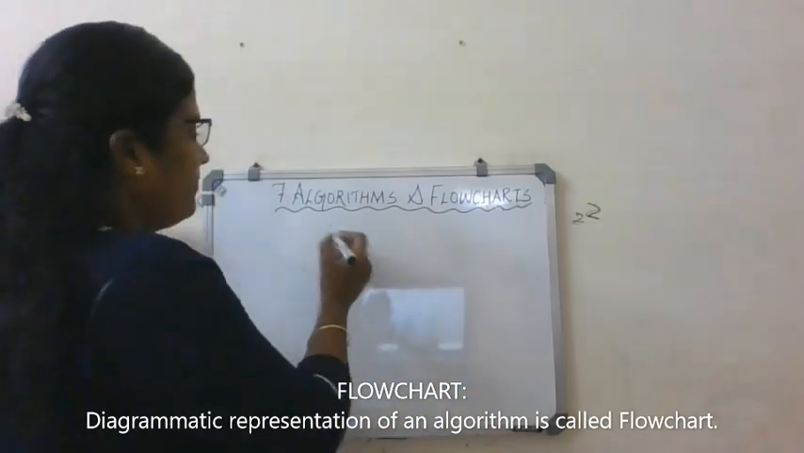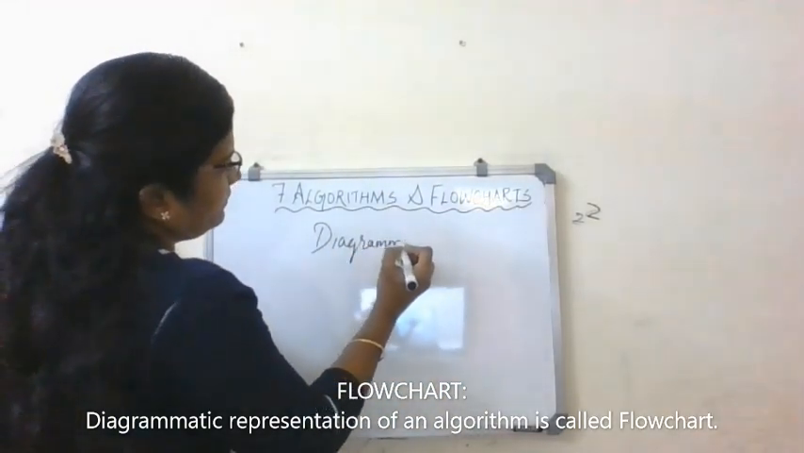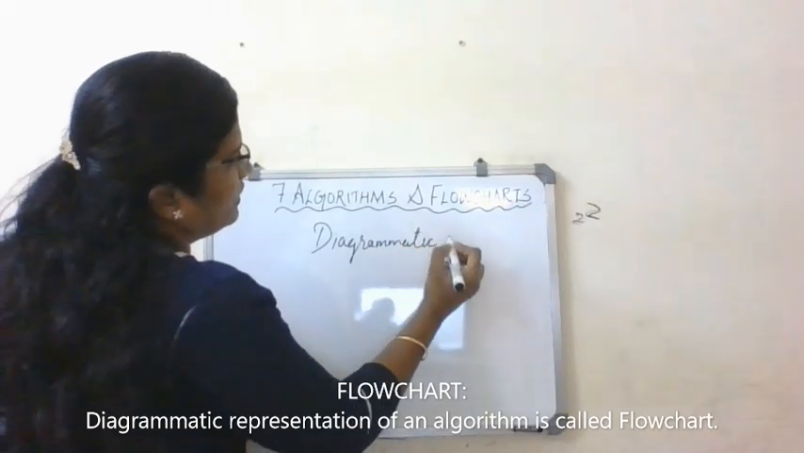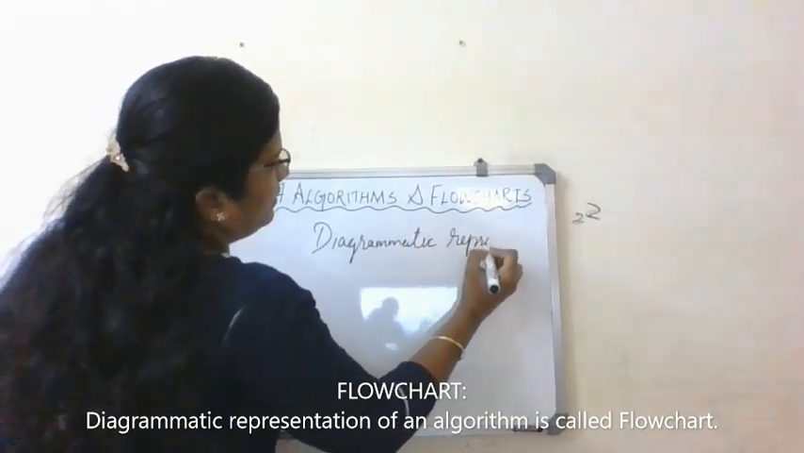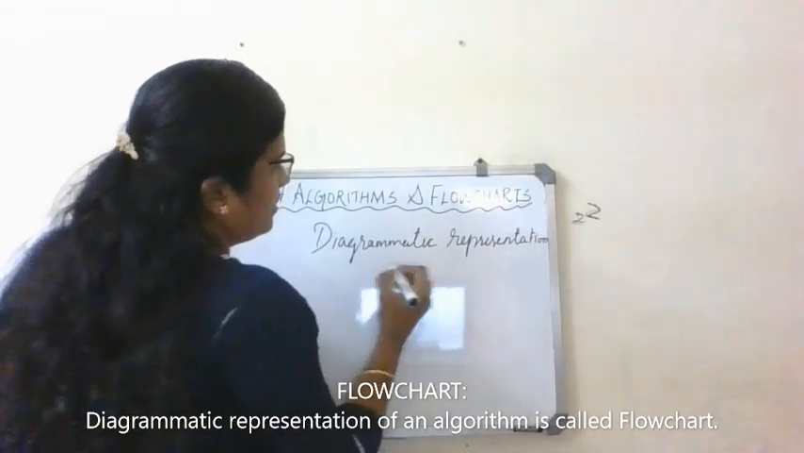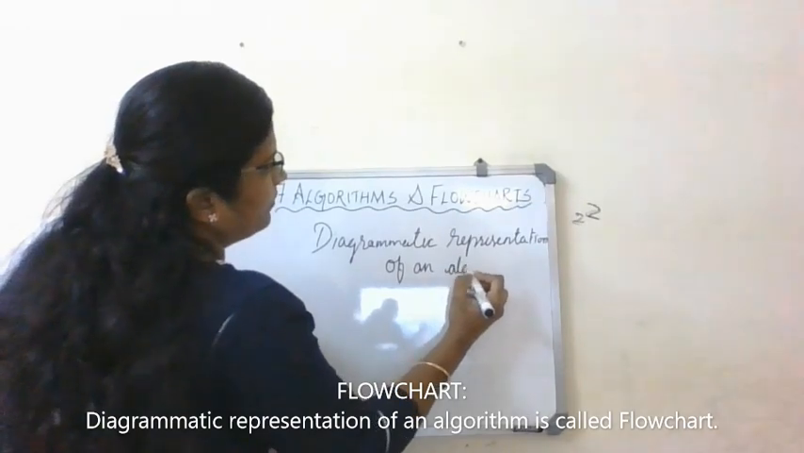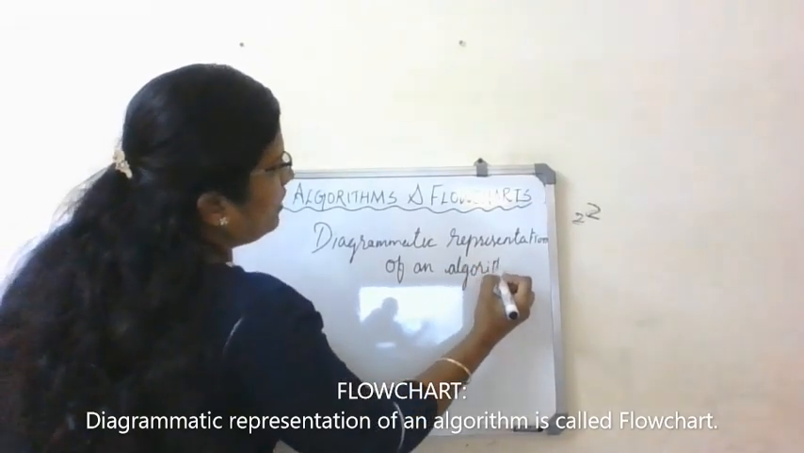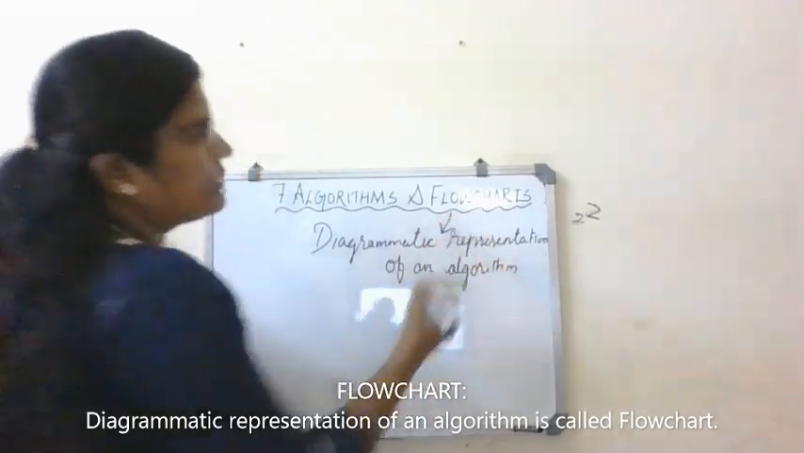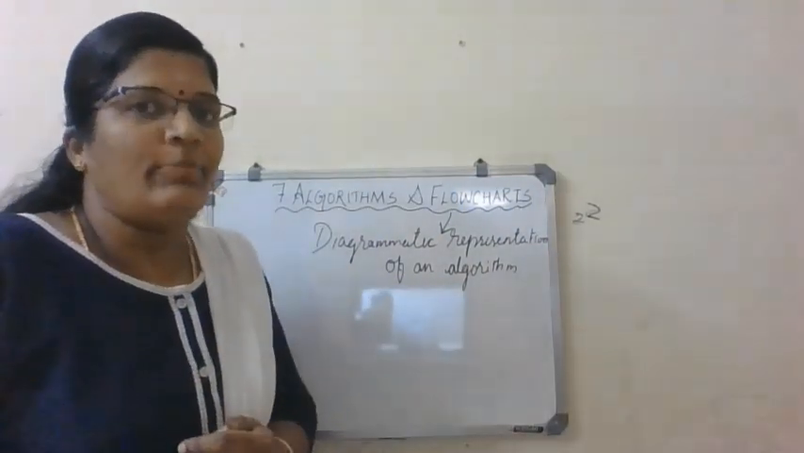Let me write it here. A flowchart is a diagrammatic representation of an algorithm. This is called a flowchart. So today we are going to study flowcharts.